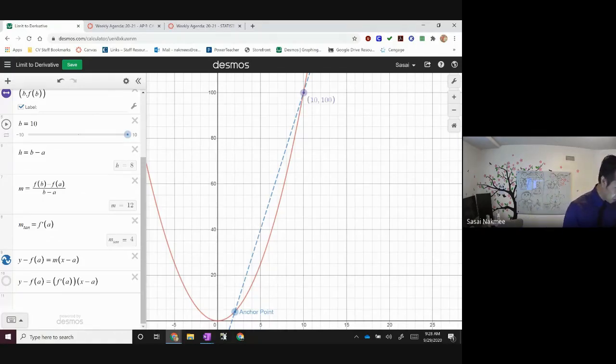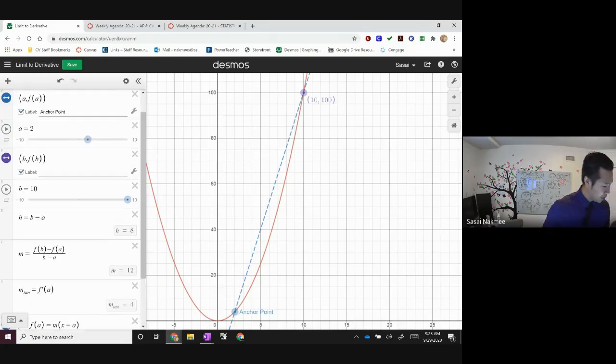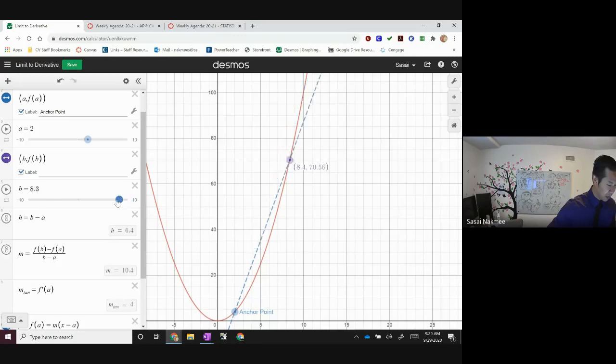For right now, the anchor point that we're going to be using is at 2, just like our first examples that we did when we were calculating that. And B, this dot right here, is going to be our sliding point. So I'm going to slide that along, and you can see the secant line that gets drawn between those 2 points. You see that?